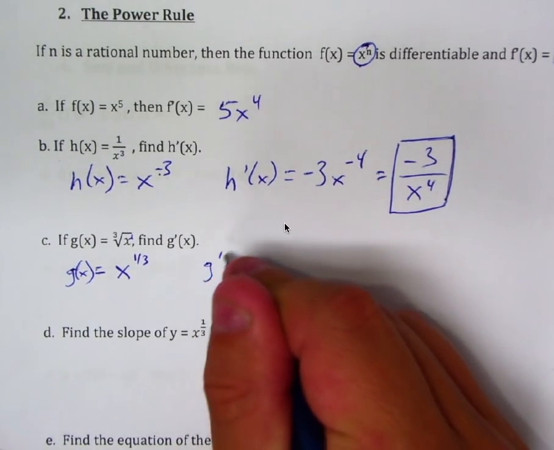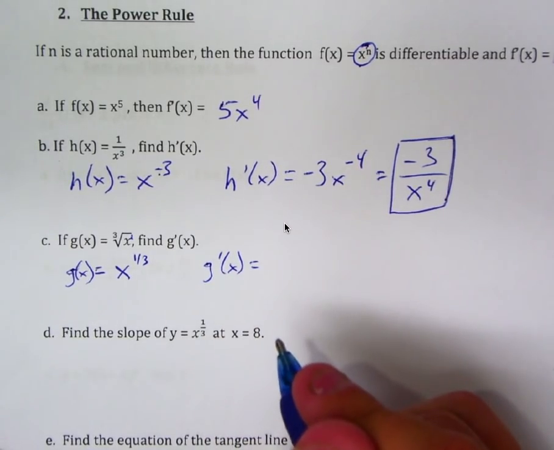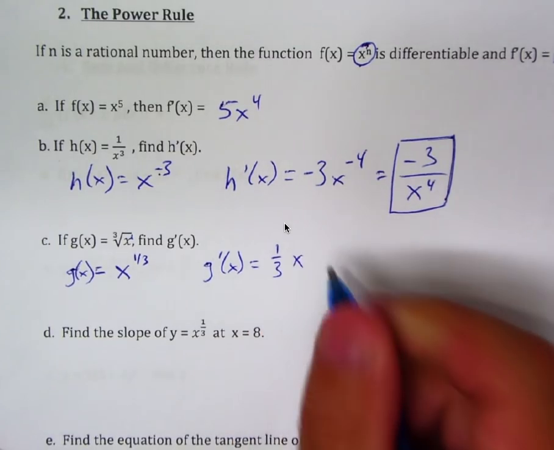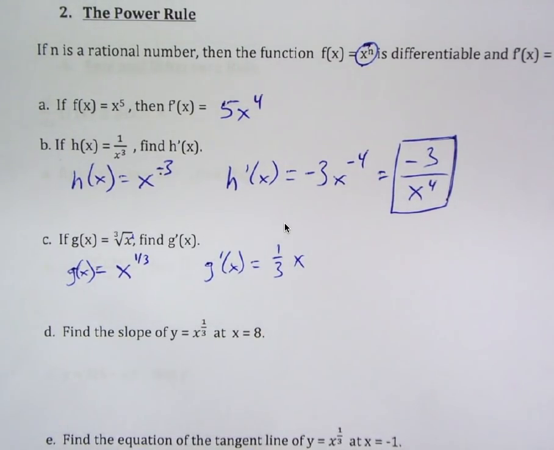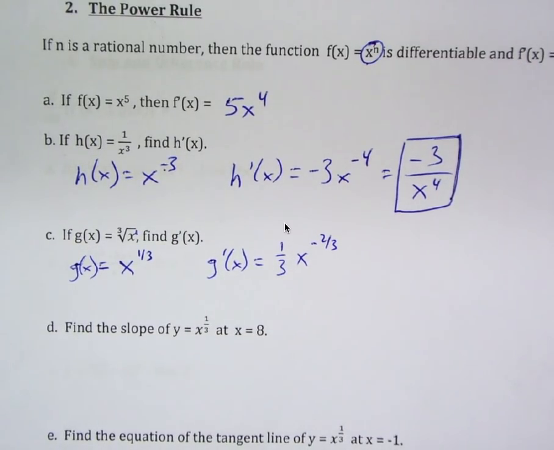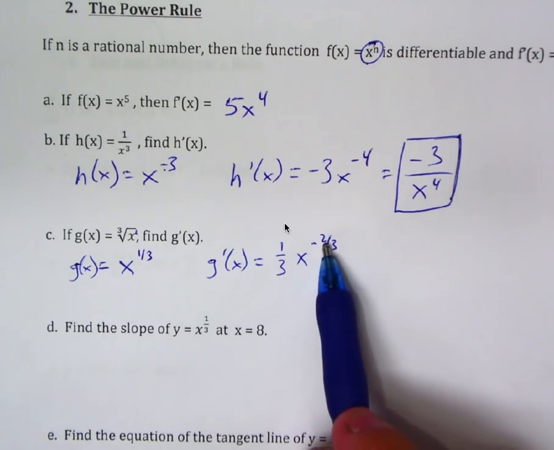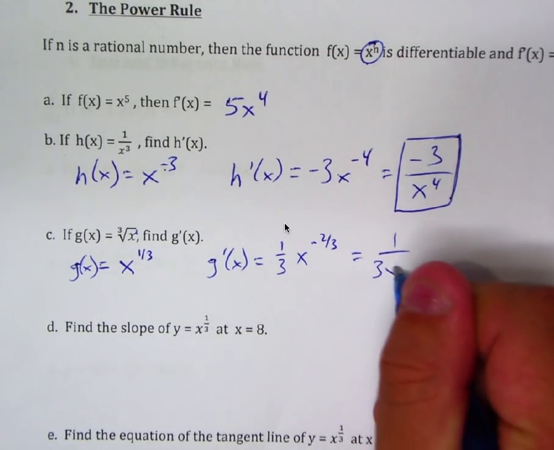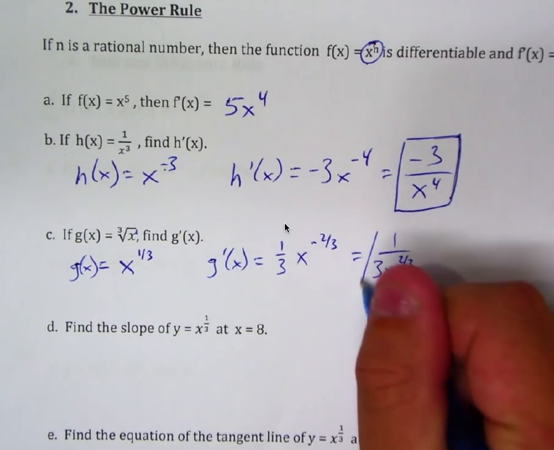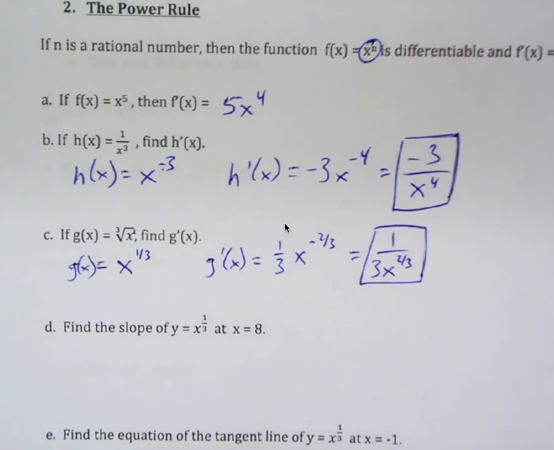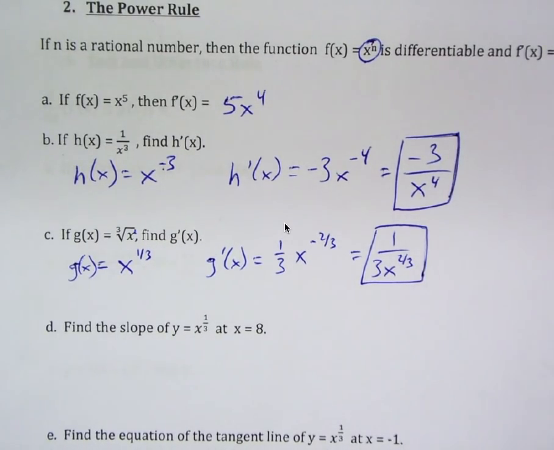So g prime of x equals, let's move the 1/3 out in front. Decrease the 1/3 by 1, you get negative 2/3. Which means then you could just move the x to the negative 2/3 down with the 3. So it's 1 over 3x to the positive 2/3. That is the derivative of the cube root of x. Handy dandy little shortcut. I like it.